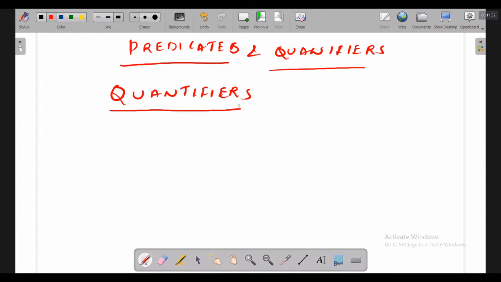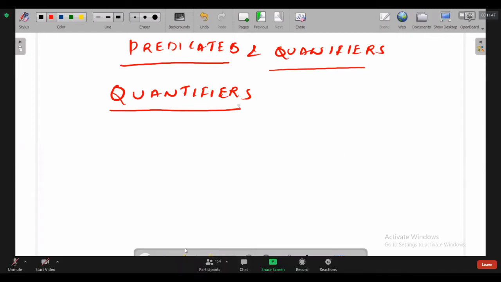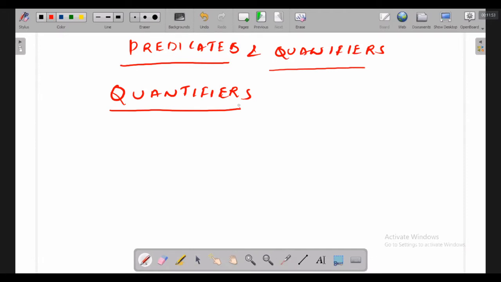Quantifiers extend the predicates with values, extend the predicates to some range of elements.